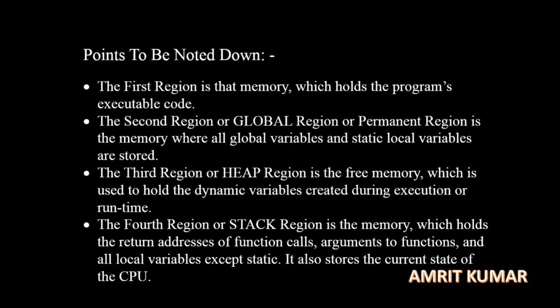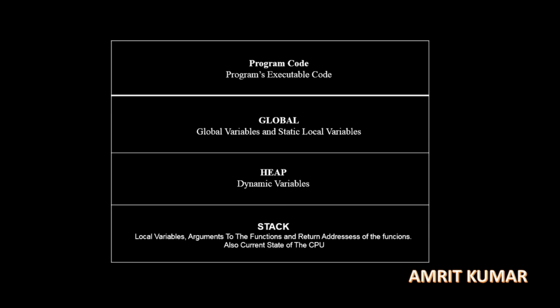So let's look at how it works. Here you are seeing a diagram. Here it is stating that the first region, which is called the program code, holds the program executable code only. And you are seeing here the global region, the second region, holding the global variables as well as the static local variables.